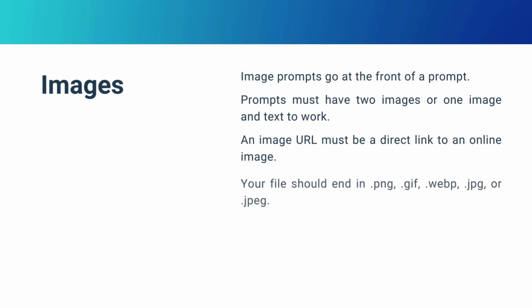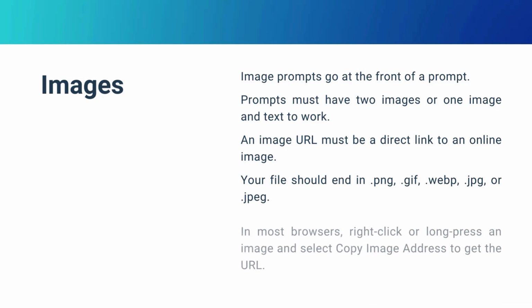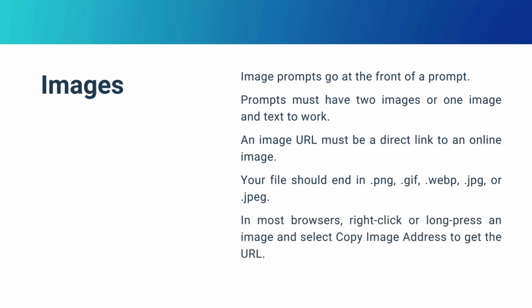Your file should end in .png, .gif, .webp, .jpg, or .jpeg. In most browsers, right-click or long press an image and select Copy Image Address to get the URL. In some cases, you might find you get an error message, and this might be because the image is being copyright protected and not being made available to you.